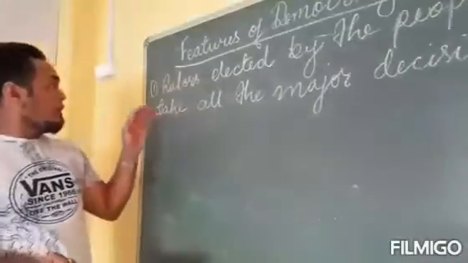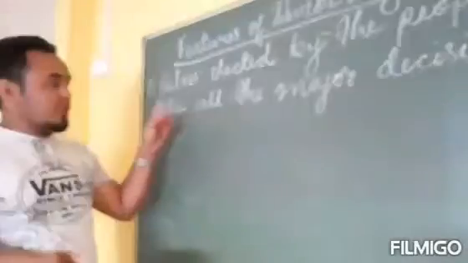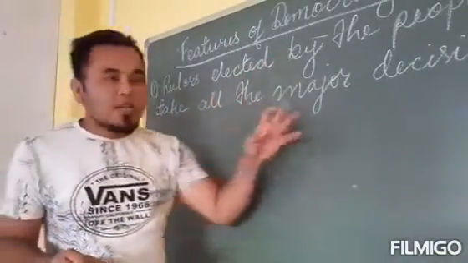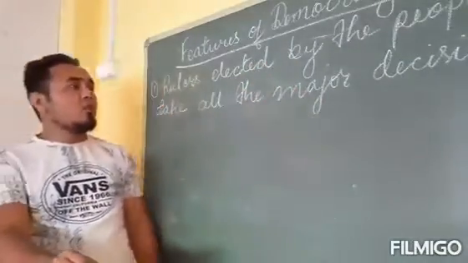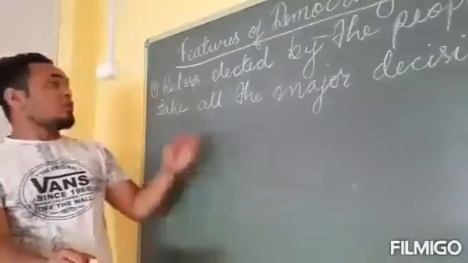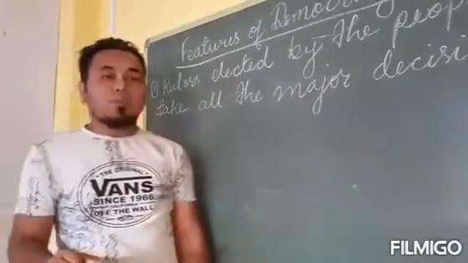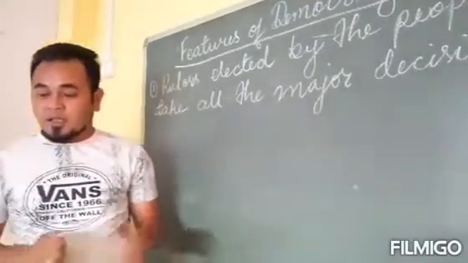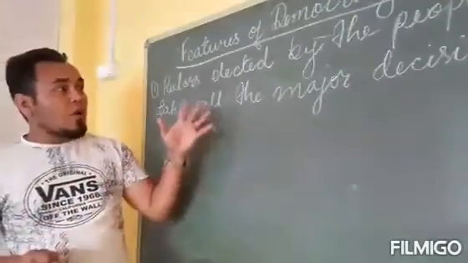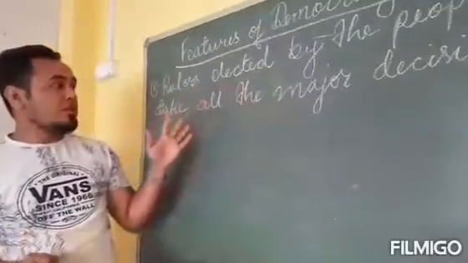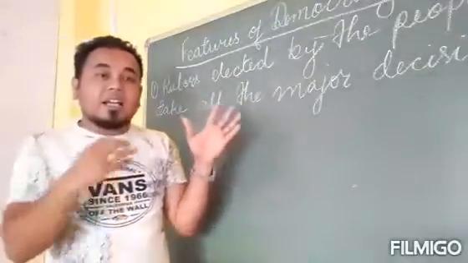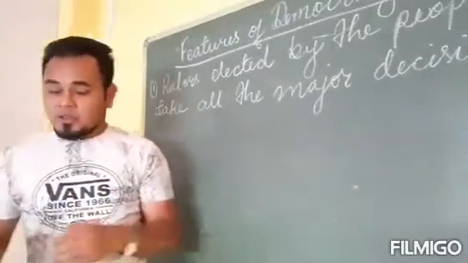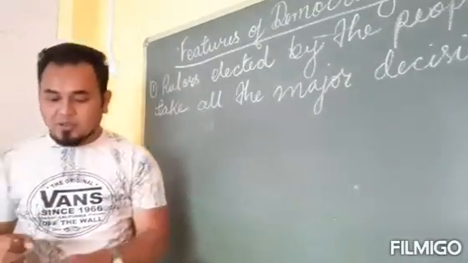Okay? And here you can see the first feature of democracy is that the rulers elected by the people take all the major decisions. So this is the first and foremost feature of democracy. The rulers elected by the people take all the major decisions. There are some countries which are not following this first feature of democracy, and they are calling themselves a democratic country. Okay, so in case of Pakistan.